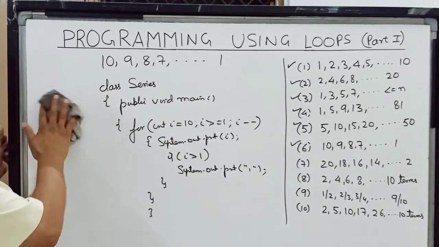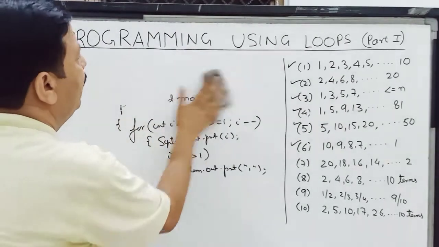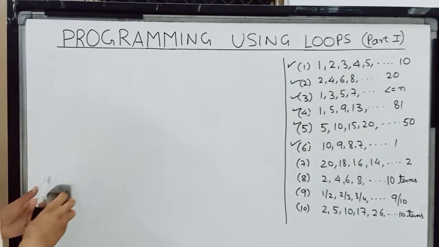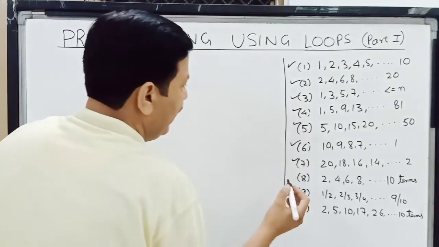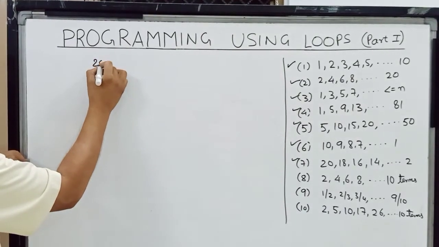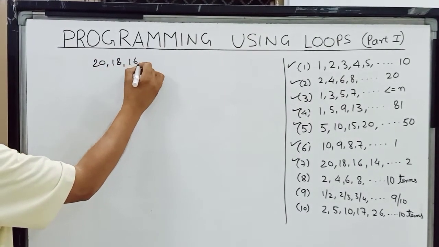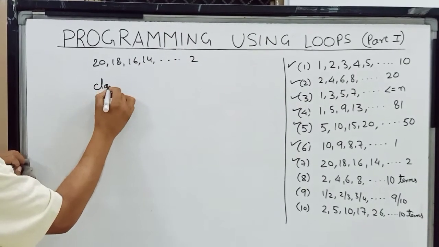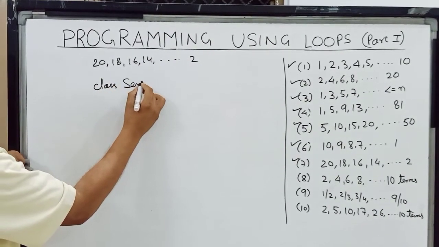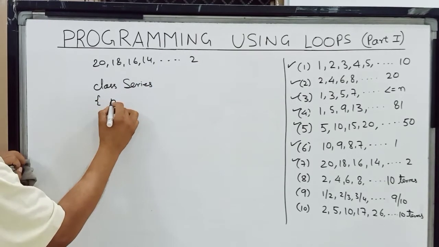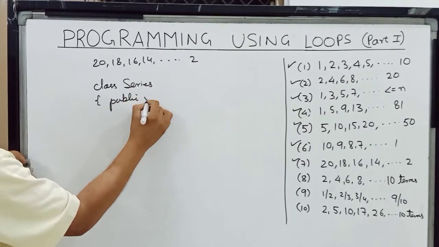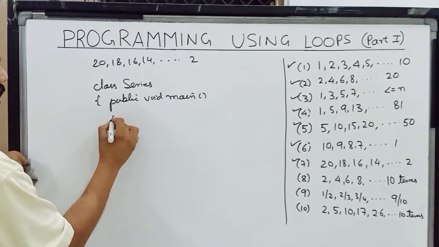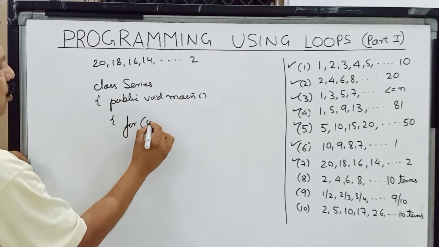Now we move on to the next one. Next question, that is question number 7. Here it is again 20, 18, 16. So 20, 18, 16, 14 and it is going till 2. So again here children, class series, public void main, and here I am running my loop.